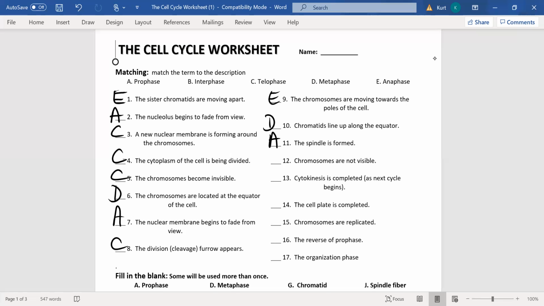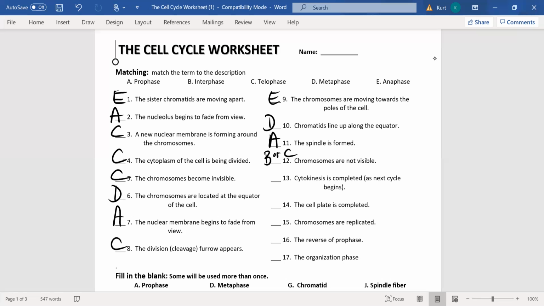Number 12, the chromosomes are not visible. So for this one, I would accept either B or C. Because in interphase, you definitely do not see the chromosomes. They're not even technically chromosomes. They're going to be chromatin. And then in telophase, the chromosomes decondense back into chromatin. So, if you had a gun to your head, I would choose B. But if you chose C, I can definitely see how that would also be the answer.